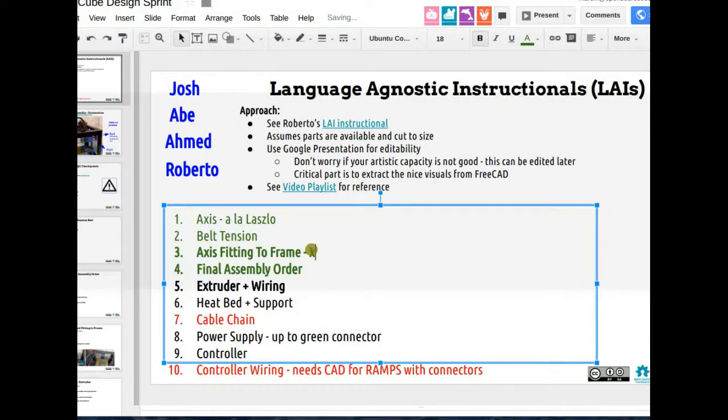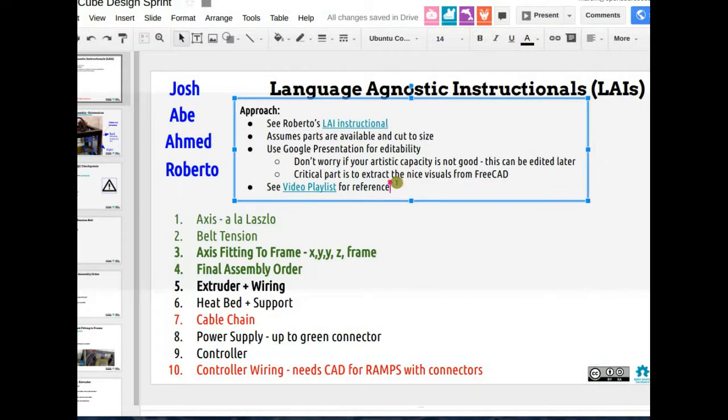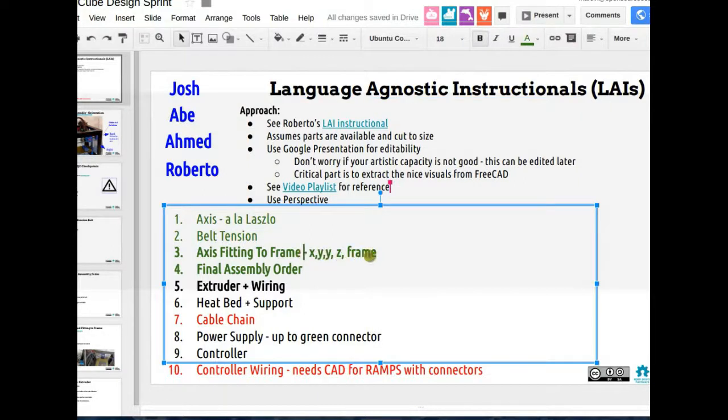For the axis fitting to frame, you have to extract the X, Y, Z, and the frame. So you've got to get all those isometrics. I'm not sure if it matters whether you're in perspective view or orthographic view, but please do perspective if possible, because that looks better. I'm going to make that a note here: use perspective view all the time, otherwise the images look out of proportion. So for axis fitting to frame, you need X, Y, Z, and frame, and we've got to extract those.